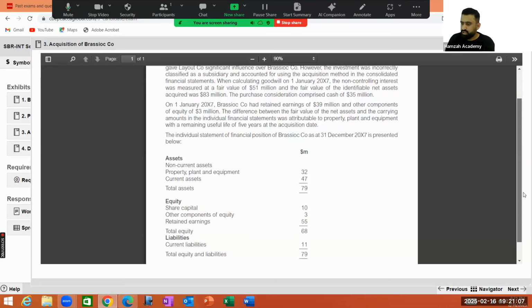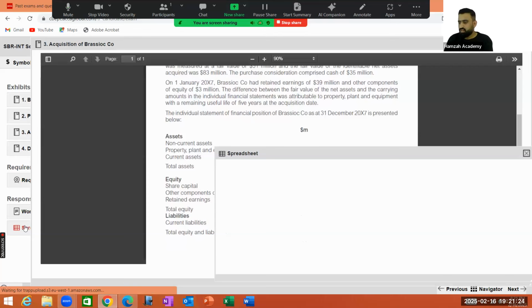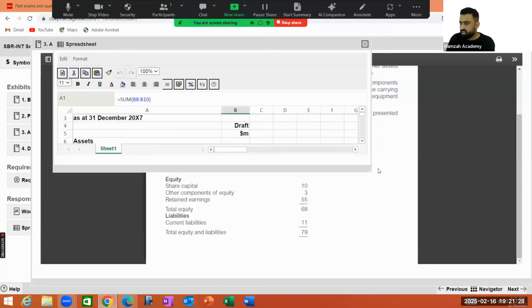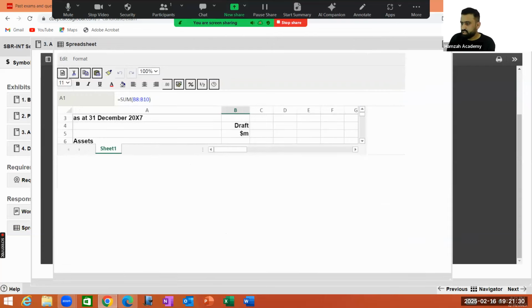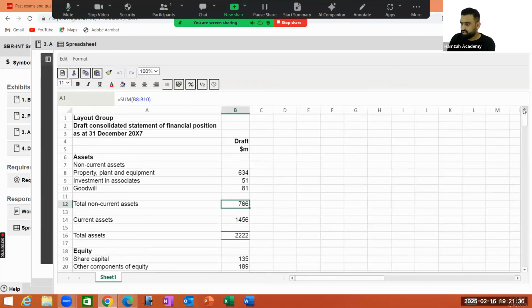Individual. In which they have the following: property, plant and equipment, current assets, share capital, other component of equity, retained earnings, liabilities, current liabilities, and total equity and liability. Now, keeping in mind, we need to rectify the given spreadsheet. That is, this is a draft balance sheet.